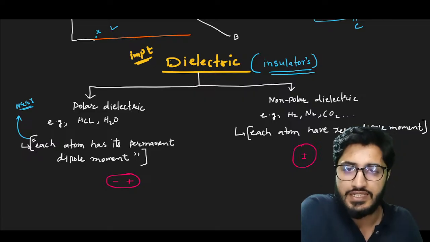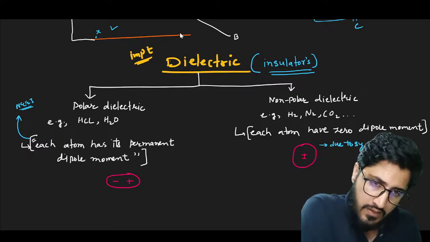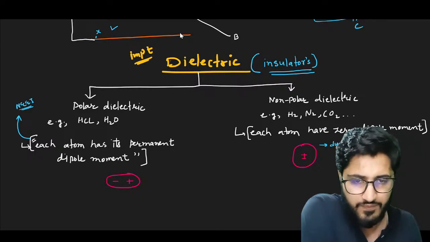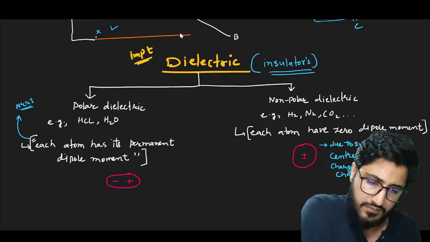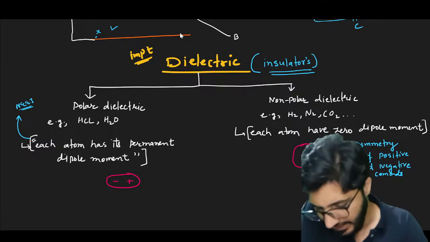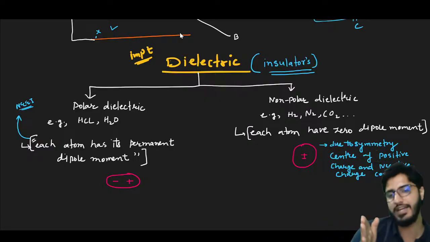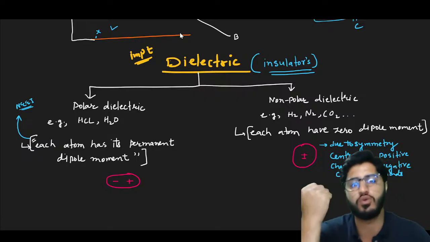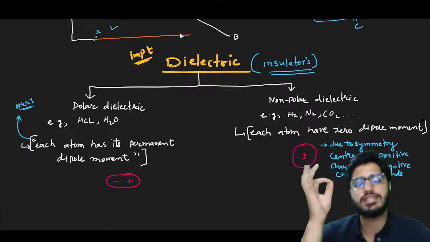So you will write here the reason for it: due to symmetry, the center of positive charge and the center of negative charge coincide. So this type is known as non-polar. Dielectrics are basically insulator materials. We have two types, polar and non-polar. Polar means each particle has its dipole moment, Q into L. Non-polar means each particle has zero dipole moment.